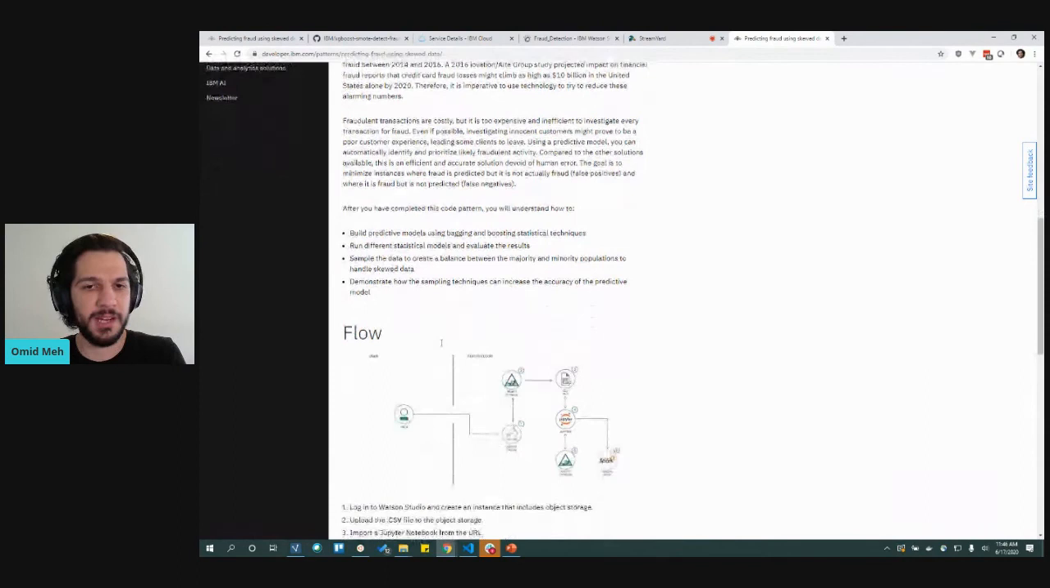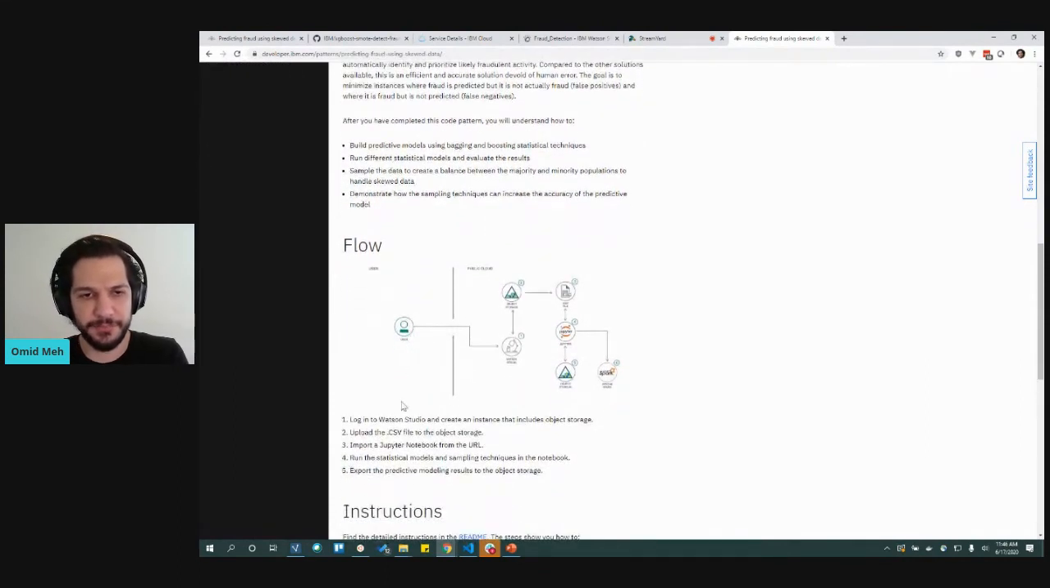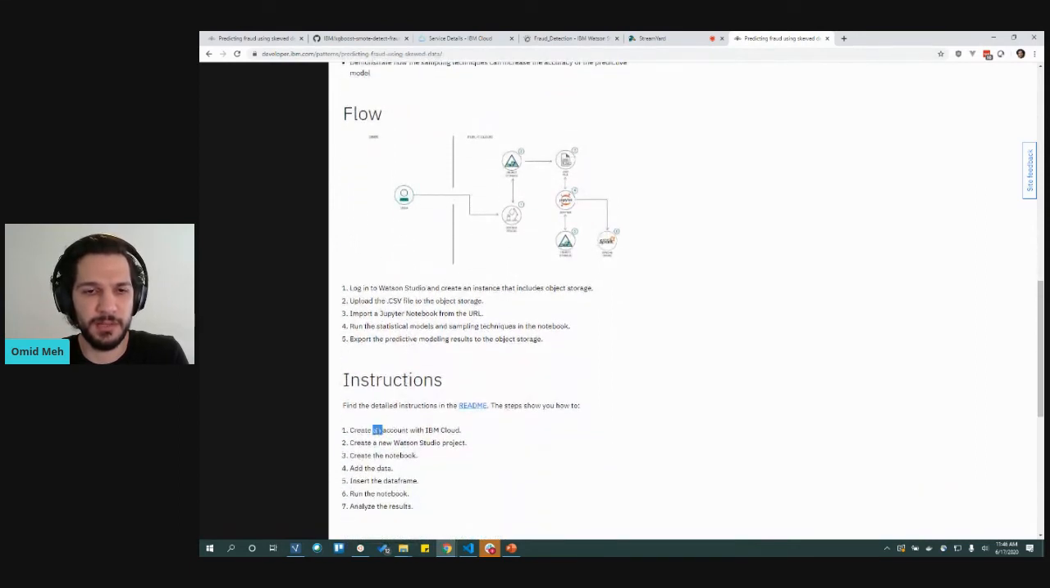Beyond that, it goes over the flow of how things are set up. You could run this locally on your Jupyter notebook on your laptop, but if you want extra compute power, or you want to run it on the cloud and collaborate with someone else, you could follow the flow outlined here. All you do is log into IBM Cloud, create a new Watson Studio project, create a new notebook, add your data, and the rest is written in the notebook.